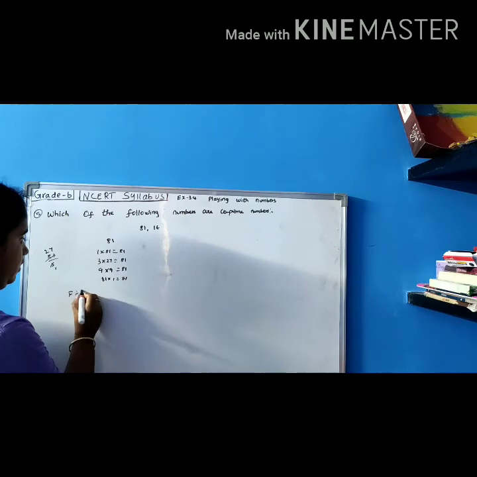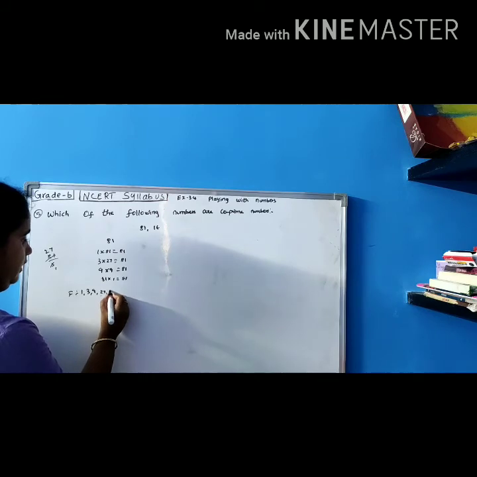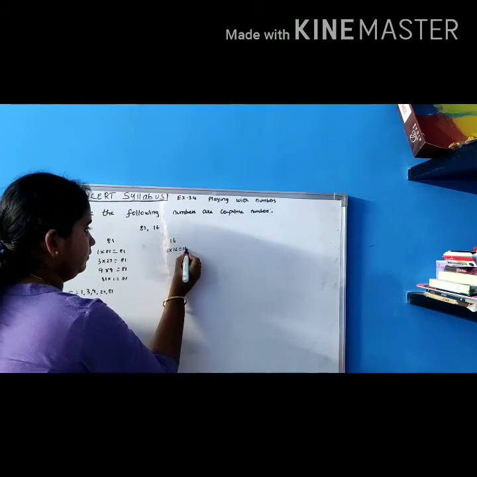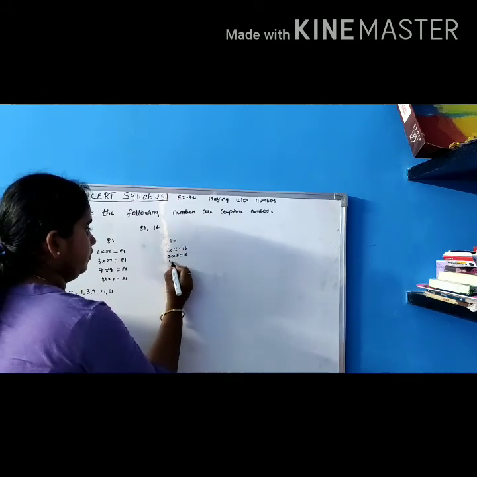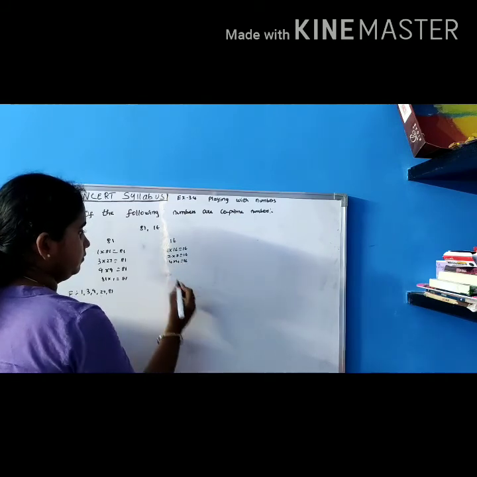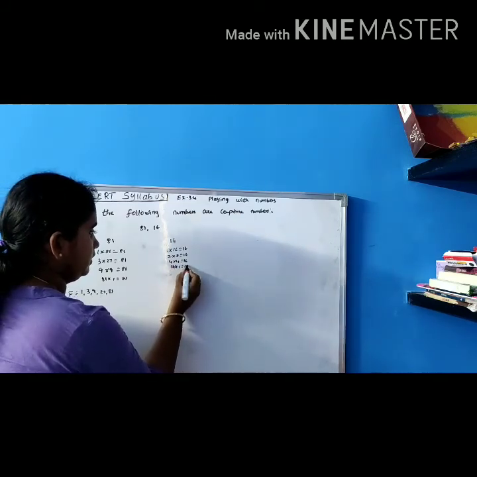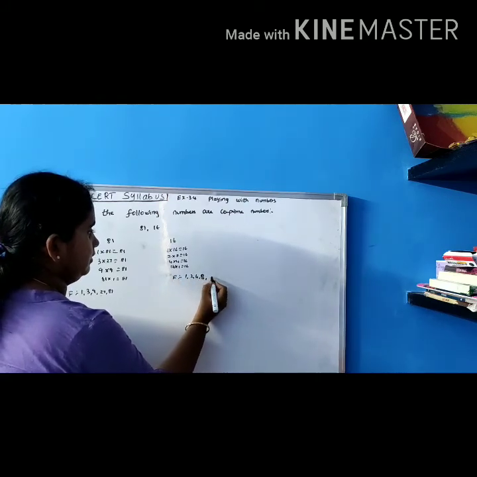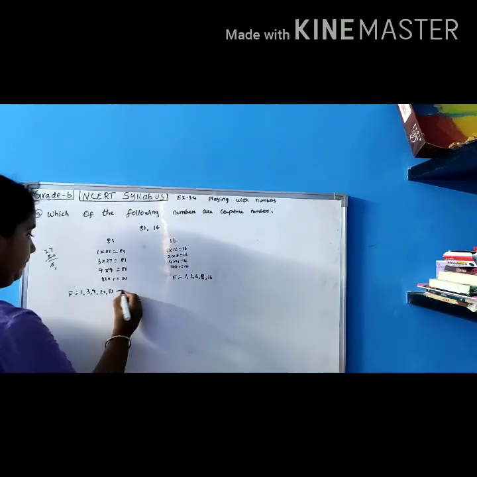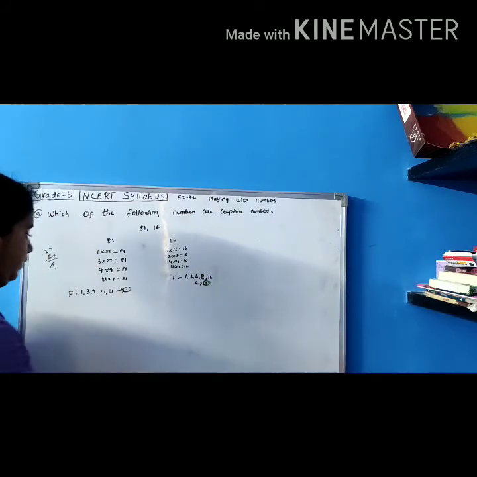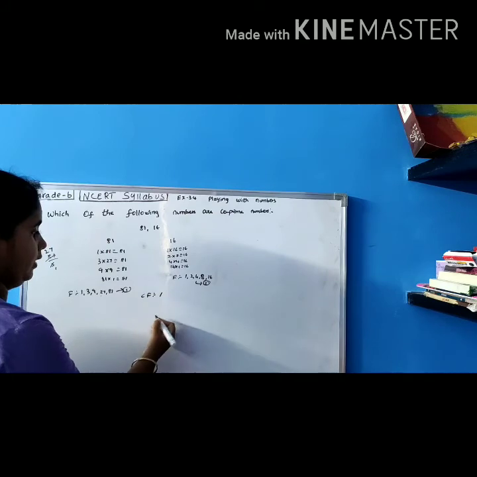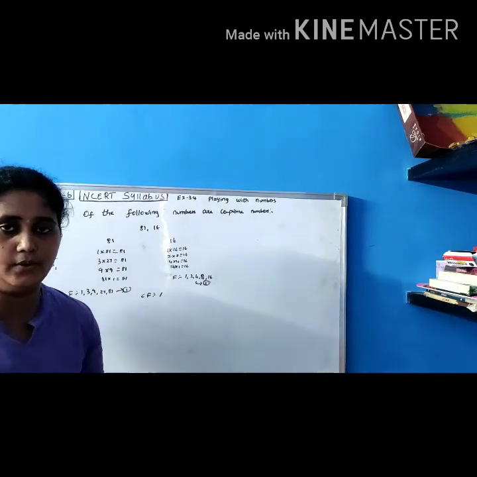So factors are what? 1, 3, 9, 27 and then 81. For 16 you write 1 into 16 is 16. 2 8s are 16. 4 4s are 16. 16 into 1 is 16. So we can write the factors to be 1, 2, 4, 8, 16. Comparing 1 and 2, do you have any common factors? No. The common factor is only 1. So the given numbers are co-prime numbers. Okay.